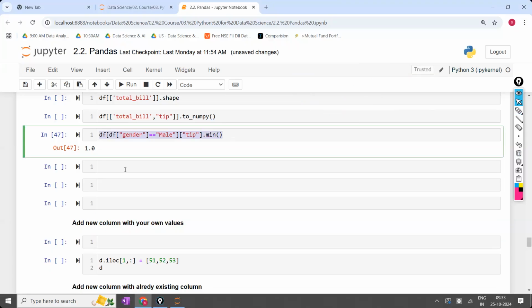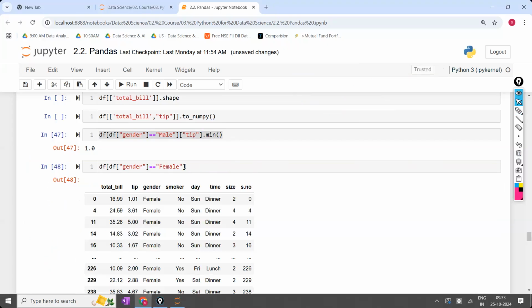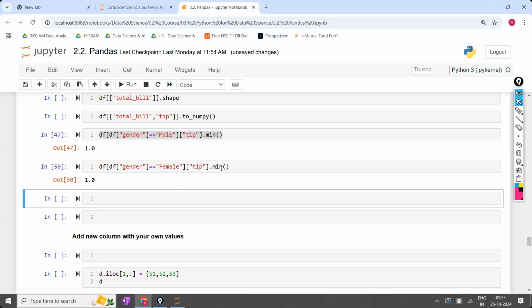Similarly, I'm going to write df of gender is equal to female. And first I'm going to separate the female data. This is the female data, exclusively female data. And in that I'm applying tip, meaning the tip column was selected. And for this, what is the minimum value? The minimum value given is $1.